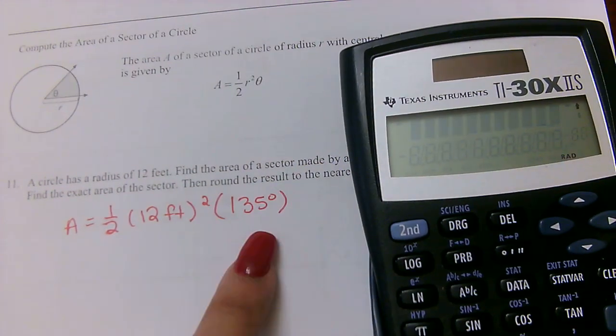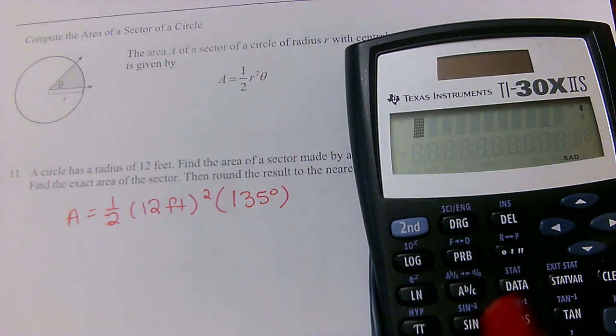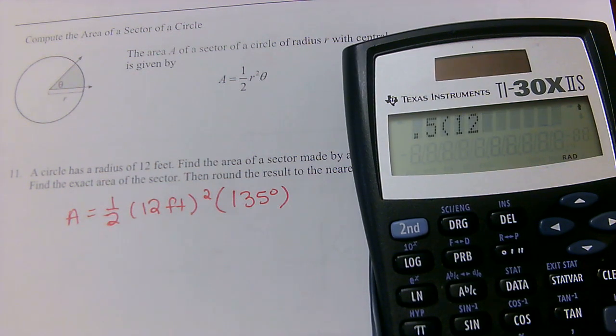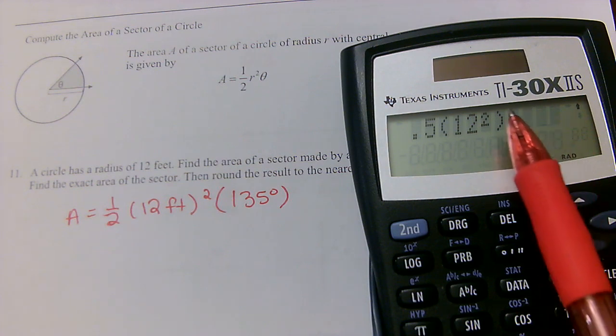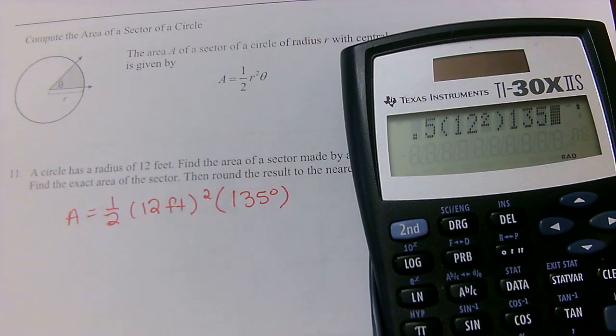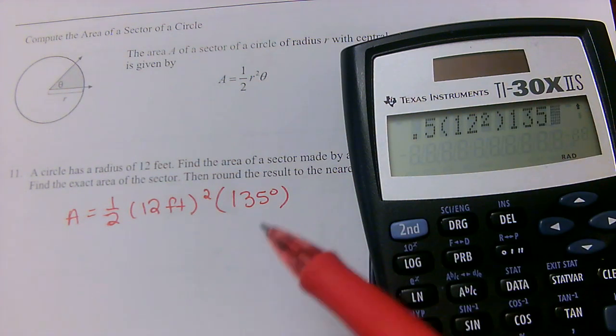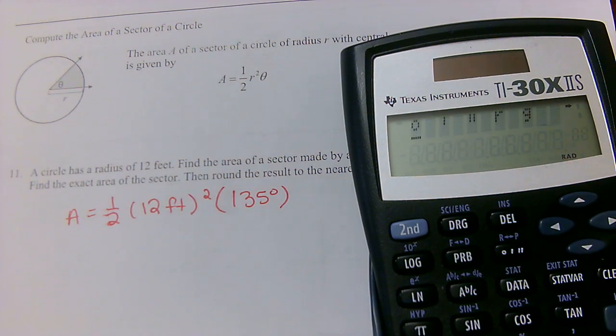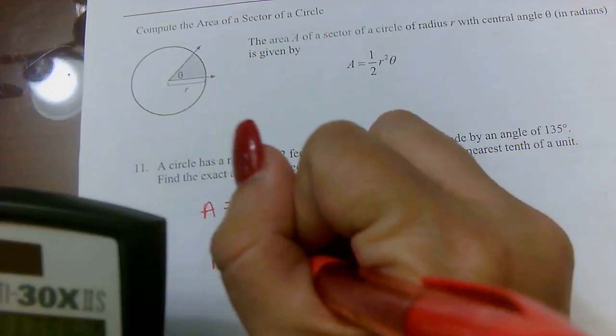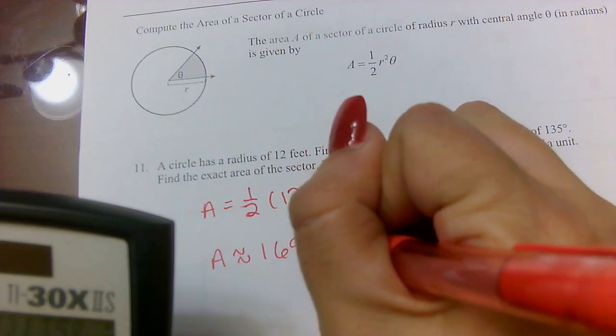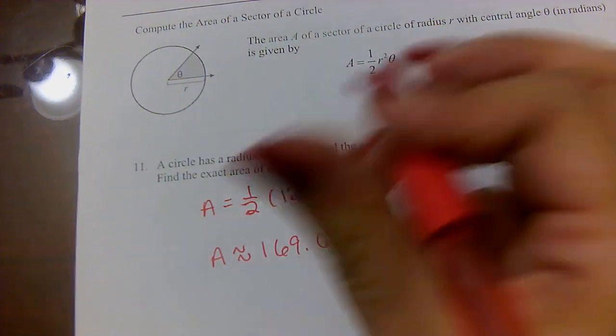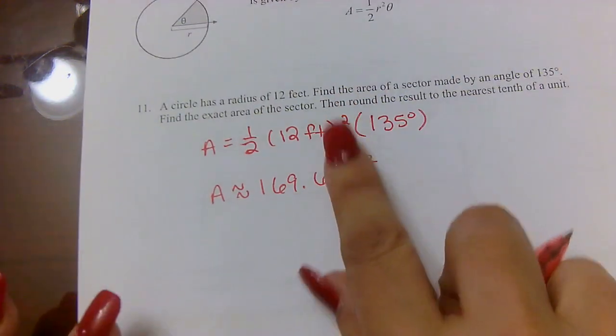I'm going to start off by using the calculator, and I'm going to say 0.5 times 12 squared. Don't forget it's squared. And then 135. Now remember here, it's in radian mode. We need to tell the calculator the angle I'm giving you is actually degrees, because it'll do the conversion for you. When I press enter, there's our approximation. So here area will be approximately 169.6, and then it's feet squared, because we have two of them here.